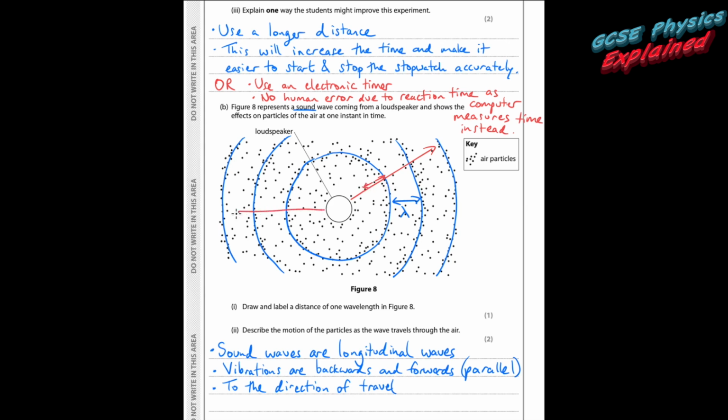The sound's coming out that way. We take this little particle here, that little particle would move forwards a little bit and then it would move backwards a little bit. So parallel to the direction of the travel of the energy. That's your standard definition of a longitudinal wave.